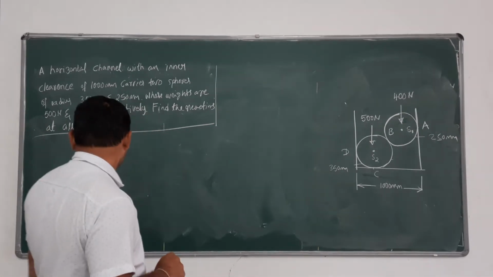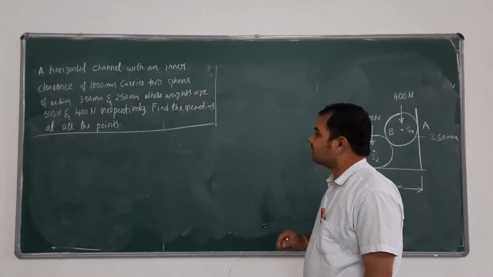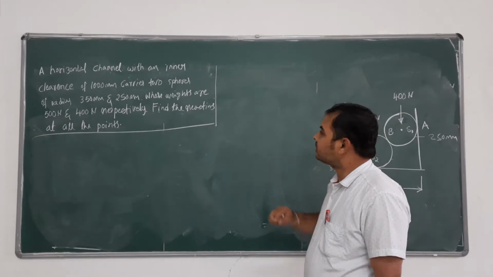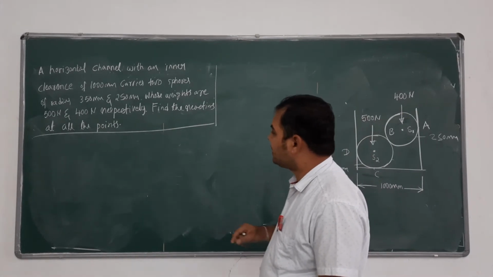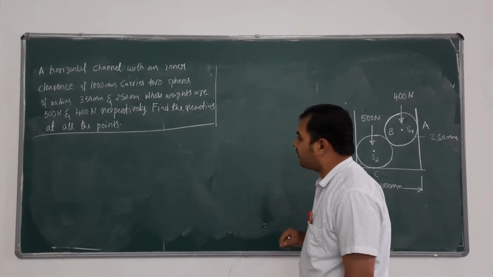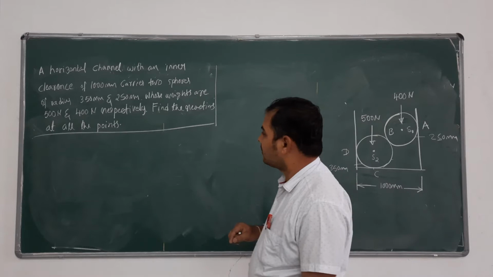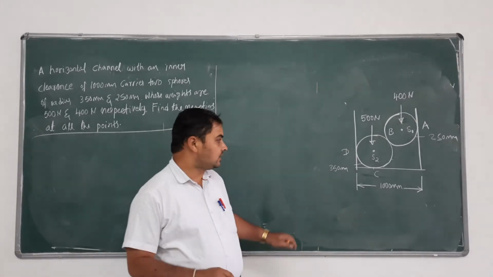We take the problem. The problem is a horizontal channel with an inner clearance of 1000 millimeter that carries two spheres of radius 350 millimeter and 250 millimeter, whose weights are 500 Newton and 400 Newton respectively. Find the reactions at all the points. So you can see the diagram.